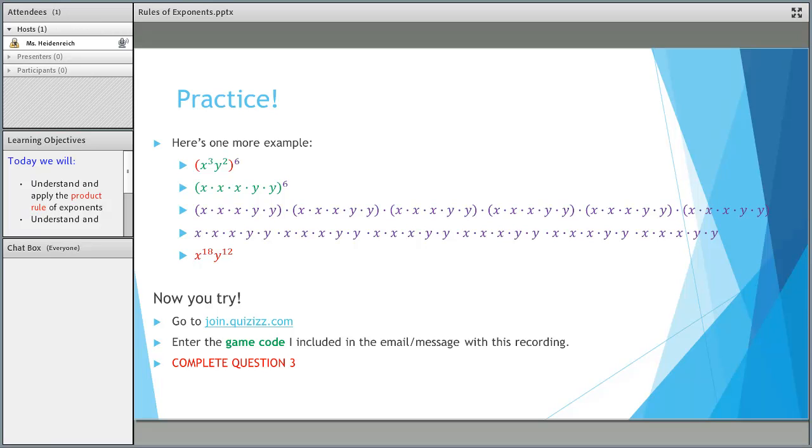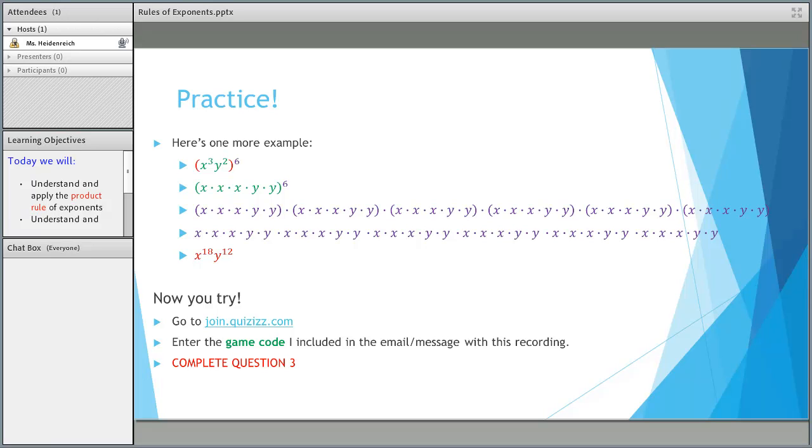Okay, so one more example. This one has 2 different variables. And you can still write it out if you're not sure about it. That's what I would suggest with all of these, is writing them out. But we have x to the 3rd, so that's 3 x's being multiplied together, and then y squared, so that's 2 y's, and then that's taken to the 6th power.